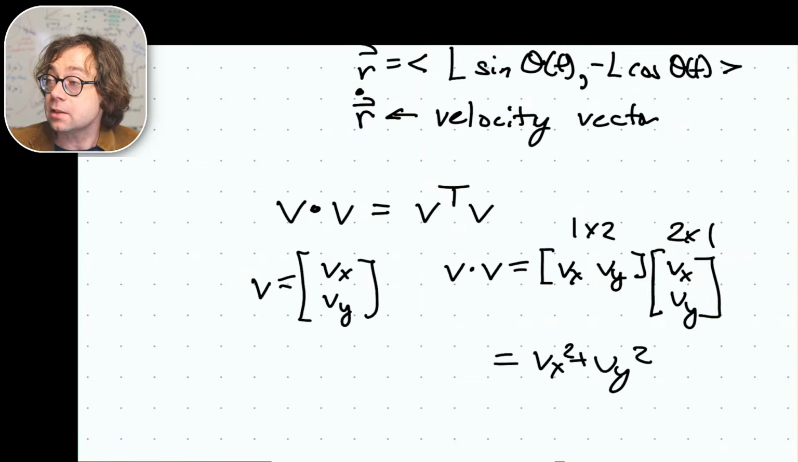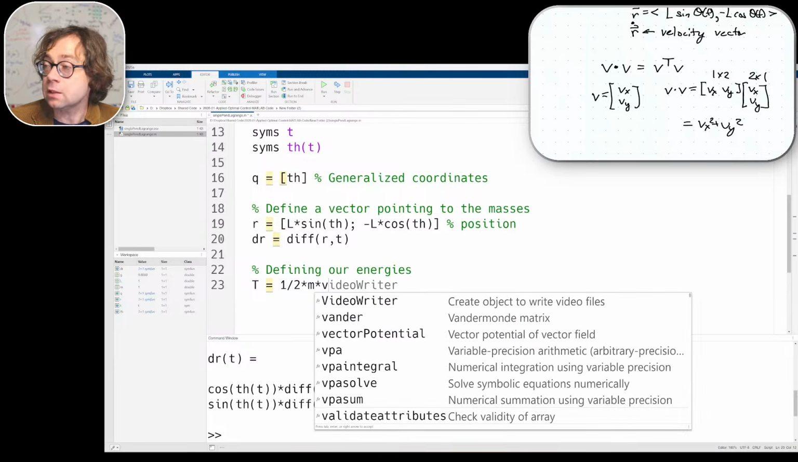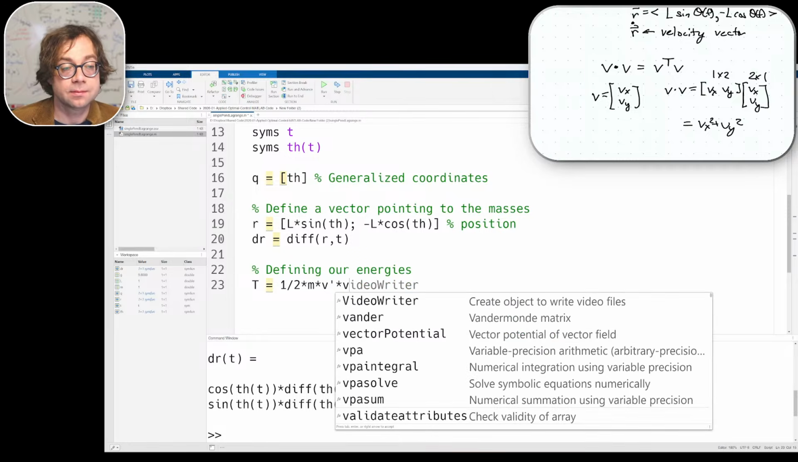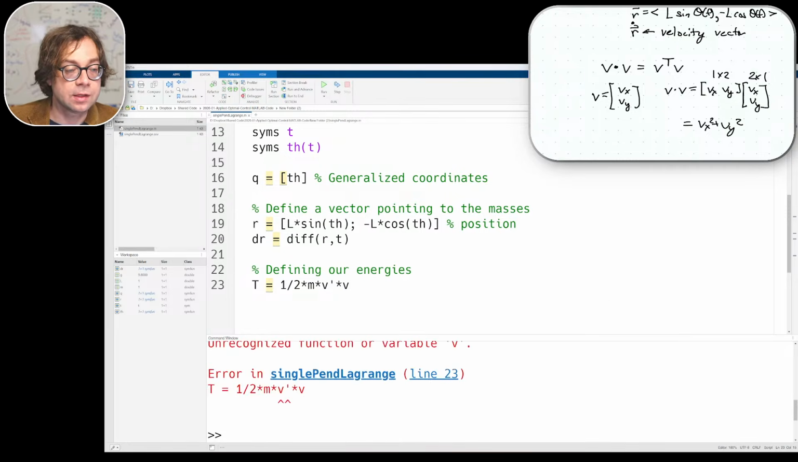So back in the code, we could say v transpose, and what's transpose in the context of MATLAB? It's the apostrophe, times v. So let's look at that T. Oh, it's not v. It's dr. I'm sorry. Our velocity is now called dr right there. This is velocity.